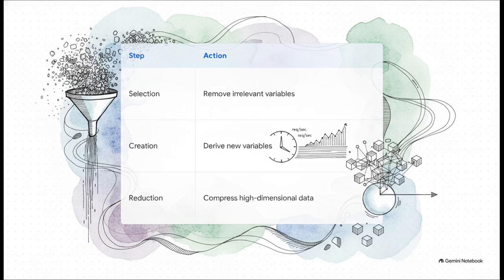Feature creation is deriving brand new variables, like taking a raw log timestamp and mathematically calculating requests per second to expose patterns the model couldn't easily see. And dimensionality reduction? That's using techniques like PCA or t-SNE to compress massive datasets, like network packet features, so your compute doesn't just completely grind to a halt.